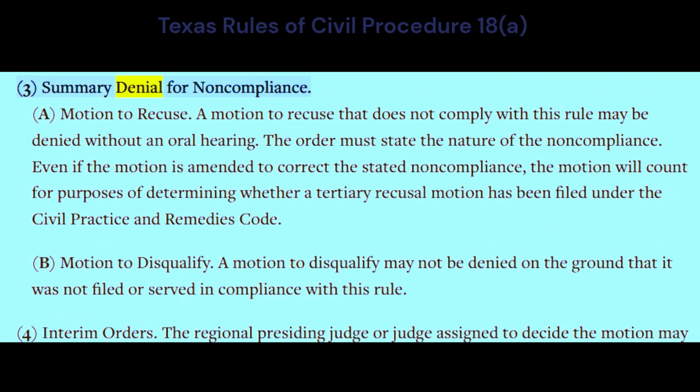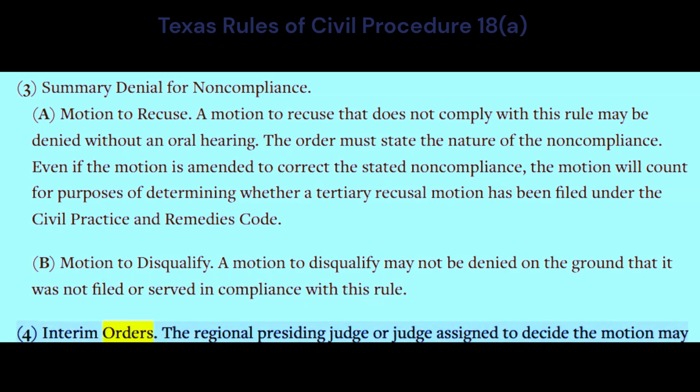3. Summary denial for noncompliance. a. Motion to recuse. A motion to recuse that does not comply with this rule may be denied without an oral hearing. The order must state the nature of the noncompliance. Even if the motion is amended to correct the stated noncompliance, the motion will count for purposes of determining whether a tertiary recusal motion has been filed under the Civil Practice and Remedies Code. b. Motion to disqualify. A motion to disqualify may not be denied on the ground that it was not filed or served in compliance with this rule.